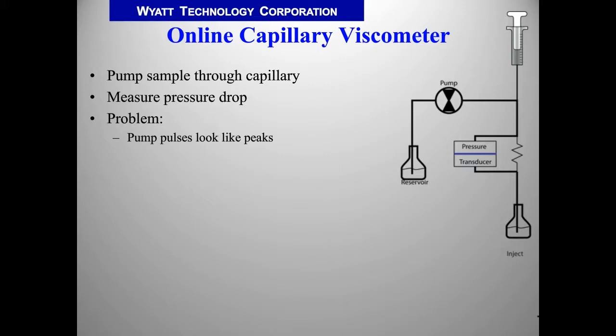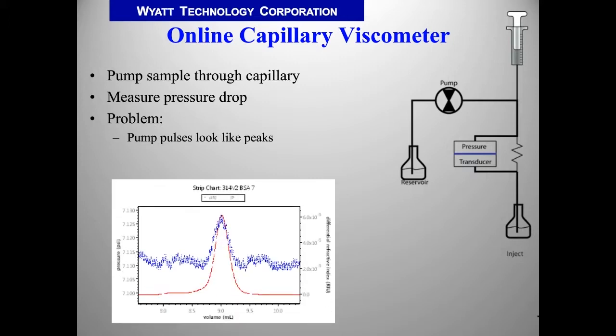You push the sample through a capillary. You measure the pressure drop across the capillary instead of the time required to go through. And this works fine, but there's one problem. If you do this experiment, the pumps, which flow the sample through the system, have pulses, and the pulses for a very good pump are maybe 1 part in 1,000, but these pump pulses look just like signals.